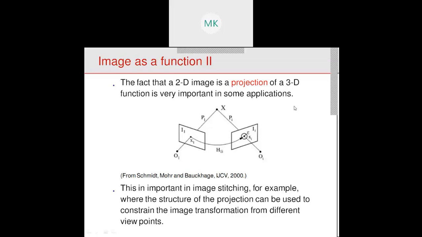Image as function 2. The fact that a 2D image is a projection of a 3D function is very important in some applications. This is important in image stitching, for example, where the structure of the projection can be used to constrain the image transformation from different viewpoints.